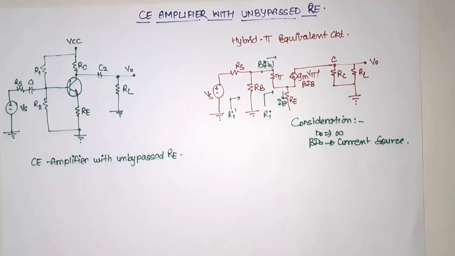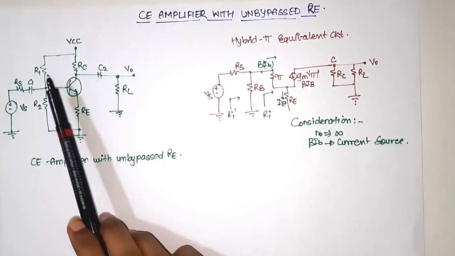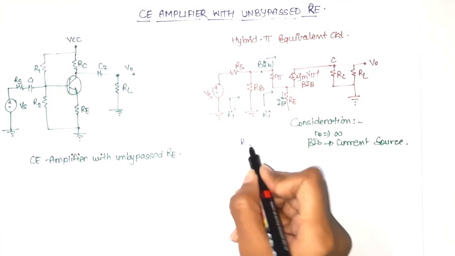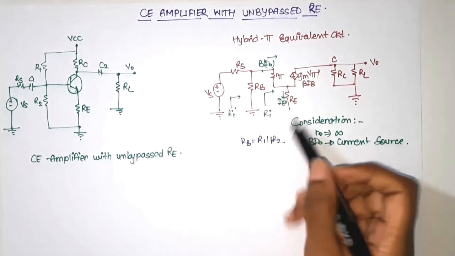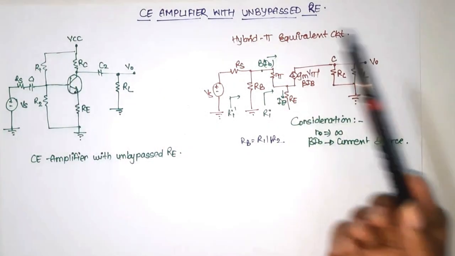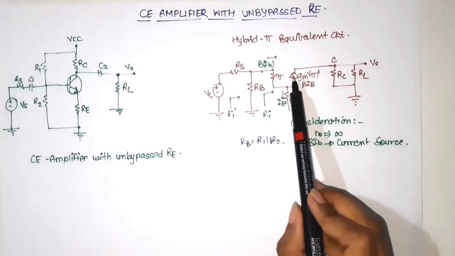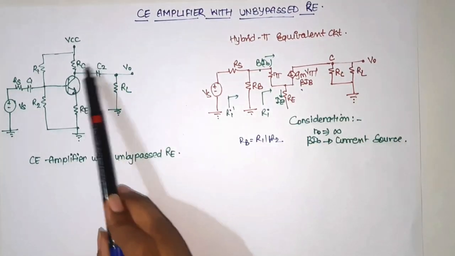So let us see the hybrid pi equivalent circuit for the same. As you can see over here, we have the voltage, then we have the series resistance. R1 and R2 in parallel becomes RB, so RB represents R1 parallel R2. Then we have the transistor, which we replace using two components, that is R pi and gm V pi, or we can also take beta times IB. So R pi, dependent current source gm V pi or beta IB, then we have RC and RL.